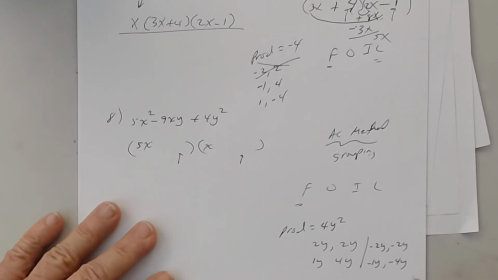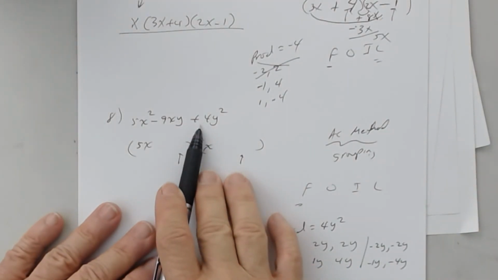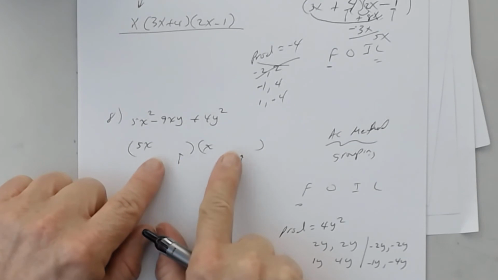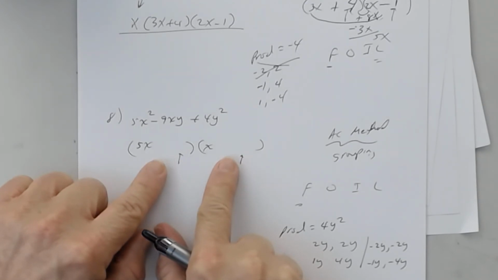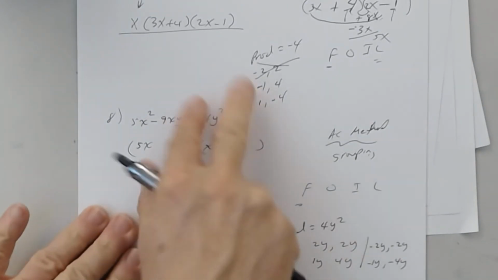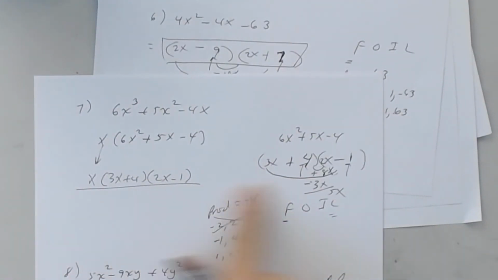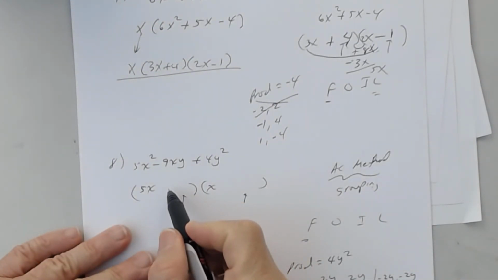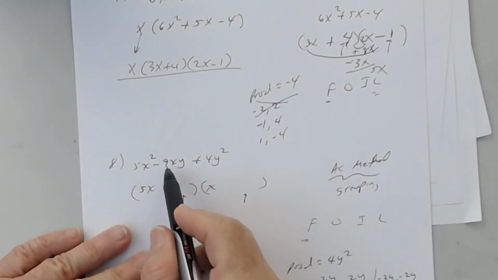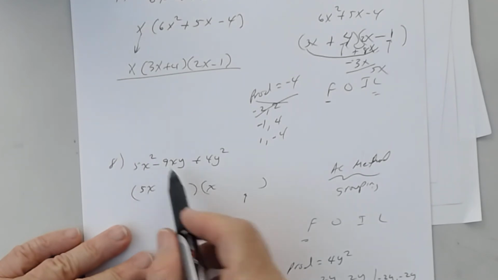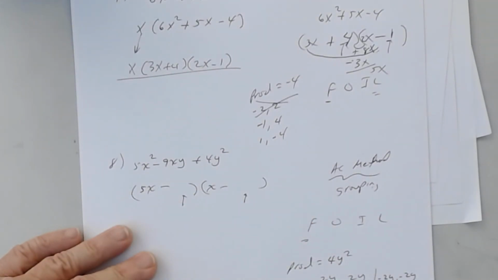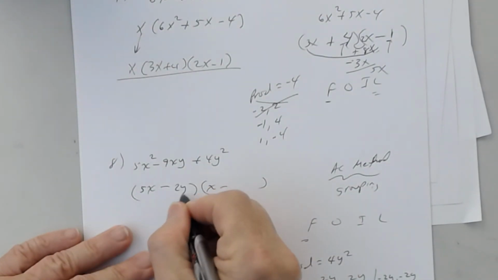Now, think. The last sign's positive. That means these signs are the same. So I know right away, I don't have to do it like I did these. I know right away they both have to be the middle sign. They both have to be negative. And what do you want to try first? The 4 and the 1 or the 2 and the 2? 2 and the 2. All right. So we're going to say 2y though, right?